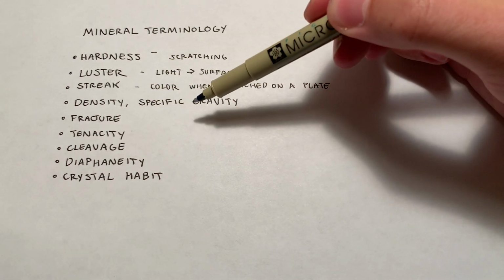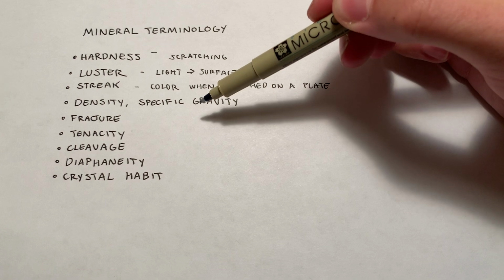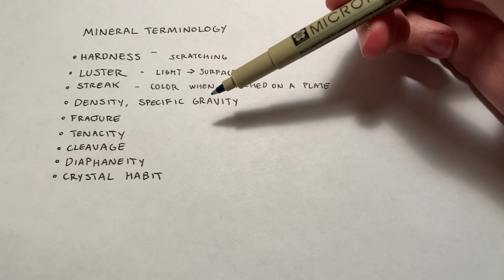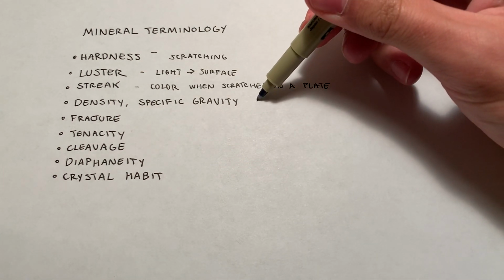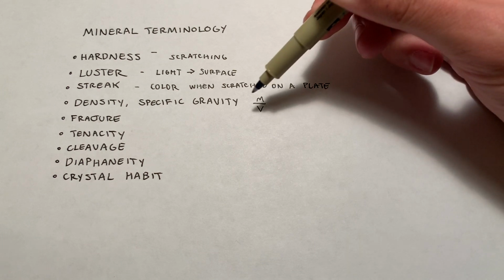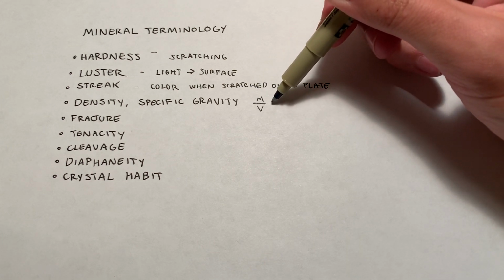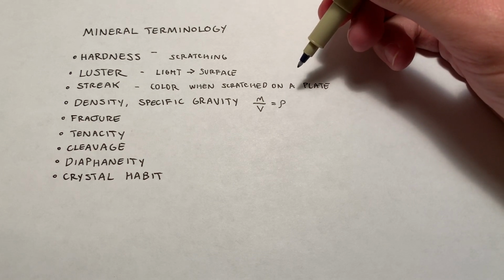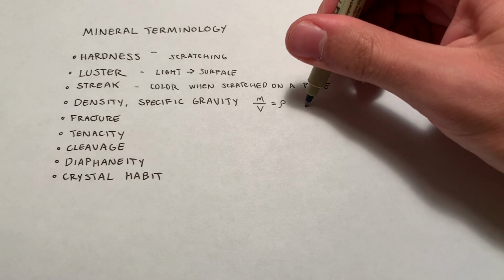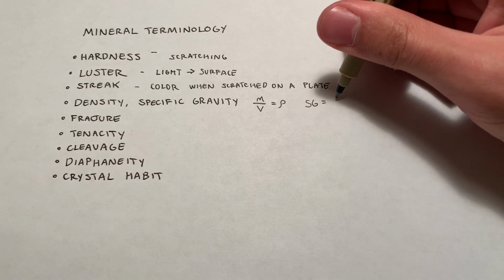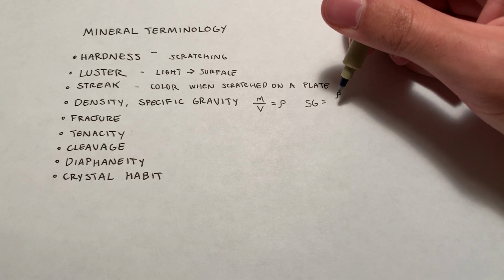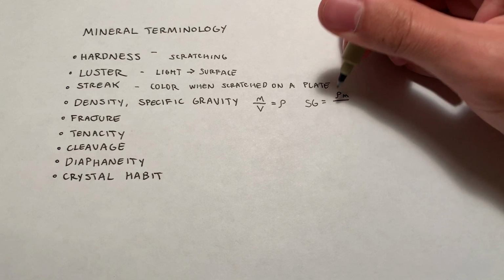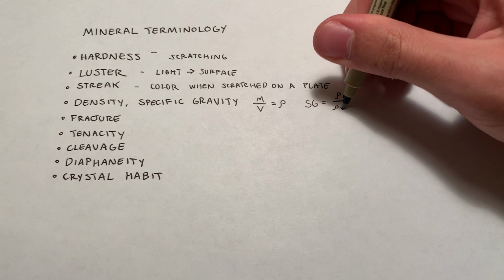Density and specific gravity, these should be familiar. These are frequent engineering or scientific or mathematical parameters that you'd be using in equations. Density refers to, of course, the mass of something over the volume, m over v. That's density. We usually call that rho, the Greek letter rho. Specific gravity is a little bit different, and some people get a little bit confused with this. Specific gravity is the density of the mineral, so we'll call that rho m, whatever you're measuring, divided by the density of water.